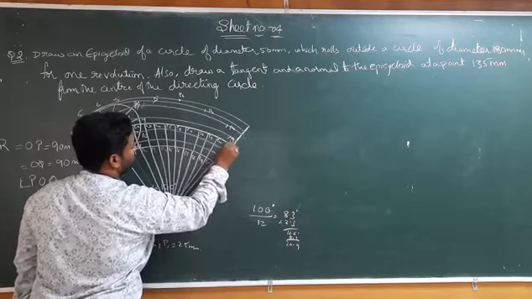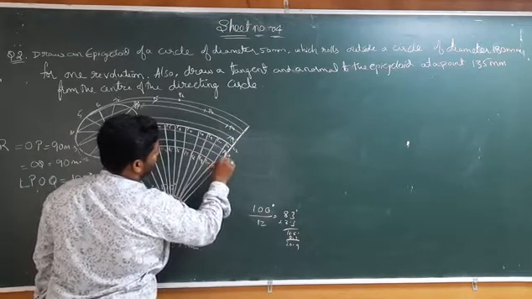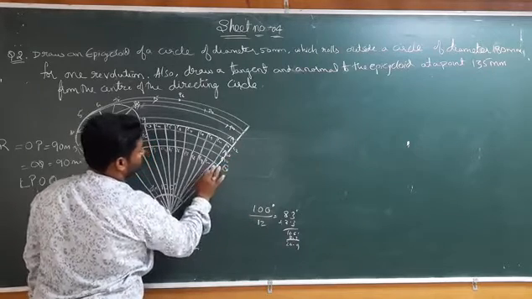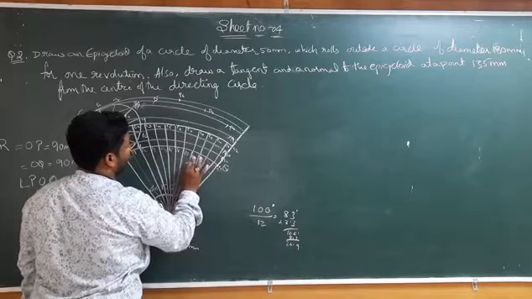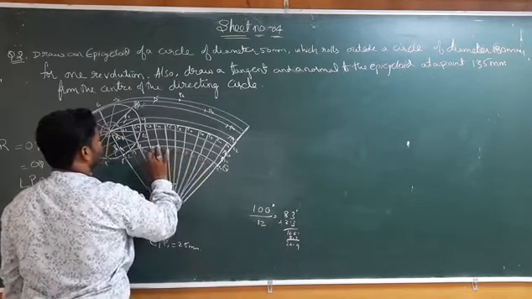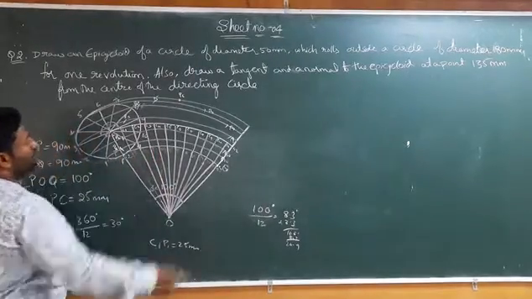P9, P10, P11, here P12. Now rub these points. To avoid confusion, we are rubbing this one. Erase it. Now we got all the points.